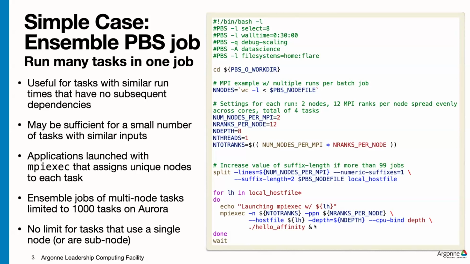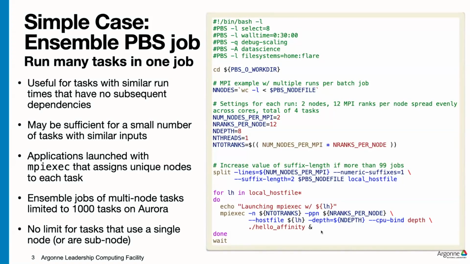And in this loop, we include this ampersand. And what that does is it backgrounds the process. And so then you can loop through these relatively quickly. There's some delay, and we can talk more about that. In launching all of these, you can launch, in this case, just 4 tasks. We're running this on 8 nodes, 2 nodes per task, and we will let them run.